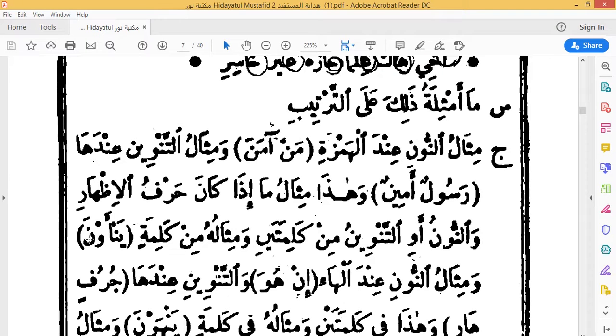We will stop here because this is where all the examples for Hamza in this book stop. So we are going to stop here also, so that next time we might just start from the examples of Ha, or we might start from the beginning.